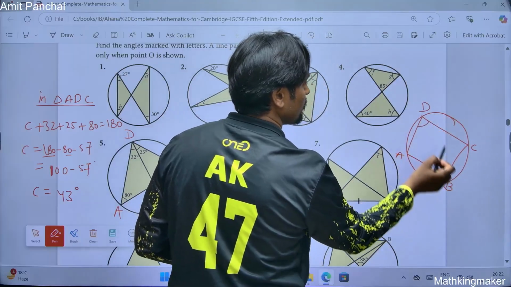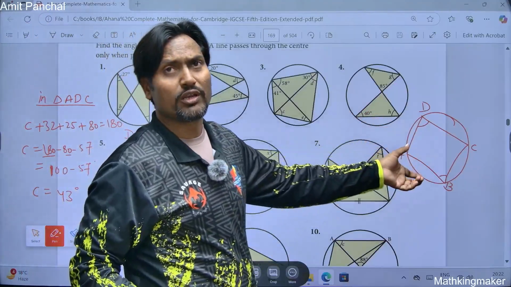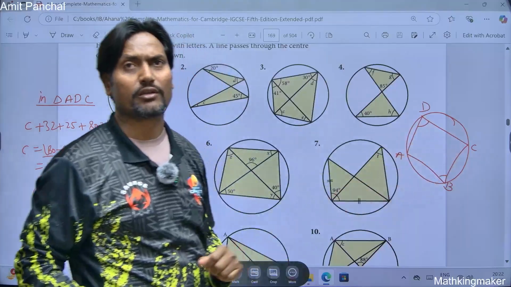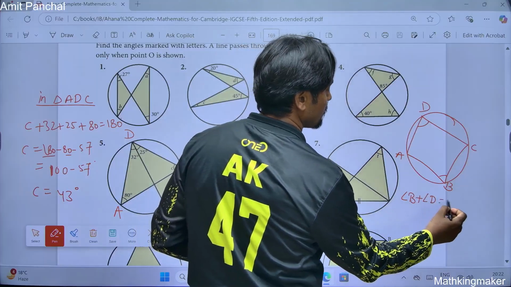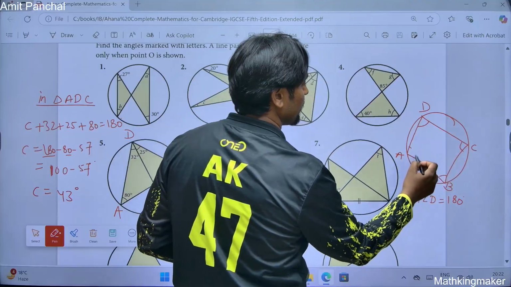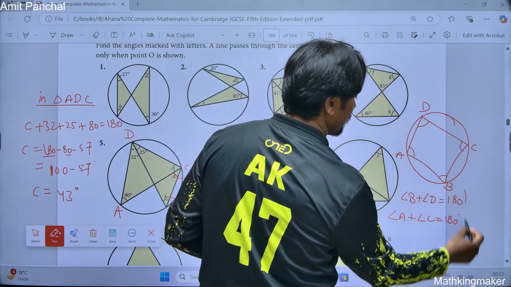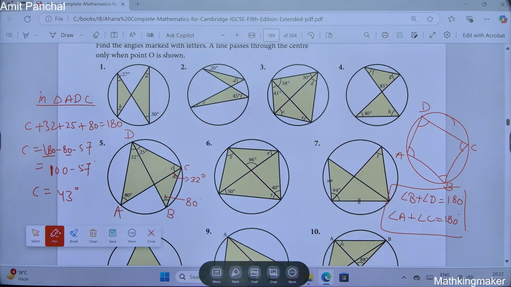so these opposite angles sum to 180, and it is valid only for a cyclic quadrilateral, where all vertices of the quadrilateral must be lying on the circle. Okay, so your angle B plus angle D is 180 degree and these are opposite angles, so angle A plus angle C is 180. Okay, getting it? So you can also use this theorem. Got it now? Yes. Very good.